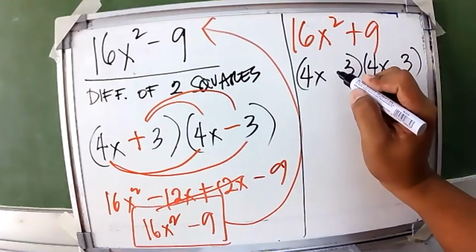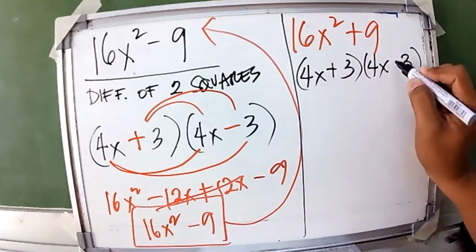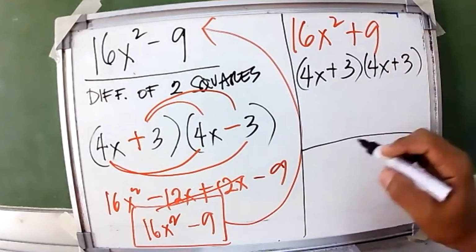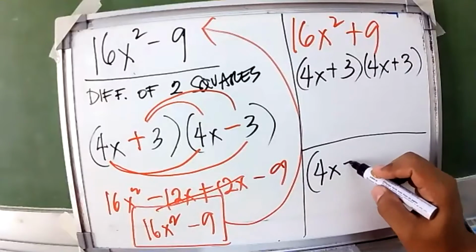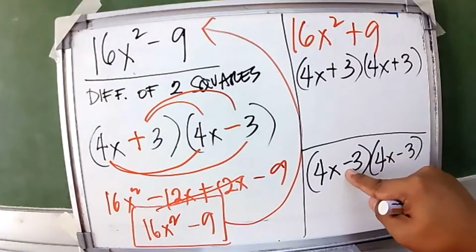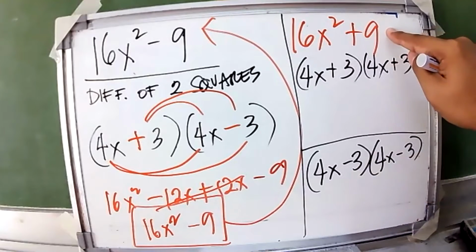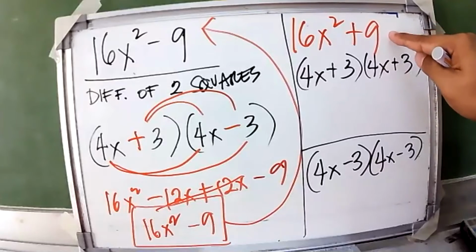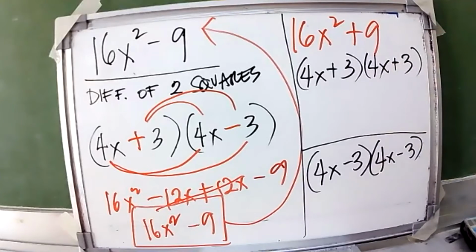So, positive, tsaka positive, 3 times 3, that's 9. Baka naman pwede rin si 4x minus 3 tsaka si 4x minus 3. Kasi negative 3 times negative 3, that's positive 9. Try natin ha. Ito din na pwede i-factor. Try lang natin to. Baka malay nyo biglang masira yung rule na yon.